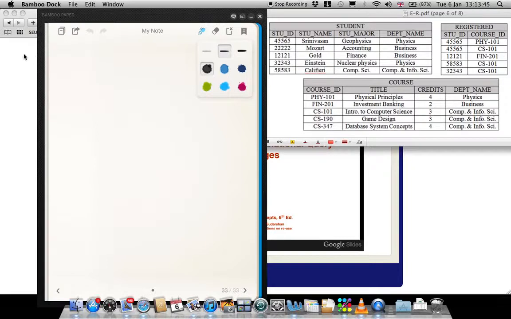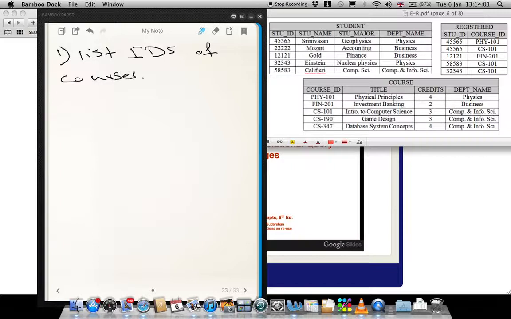The first part of the question said: list IDs of courses for which no student is registered. Basically, we've got three tables: students, course, and registered. We have no table that says not registered.